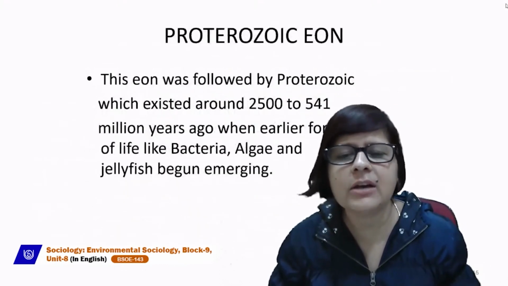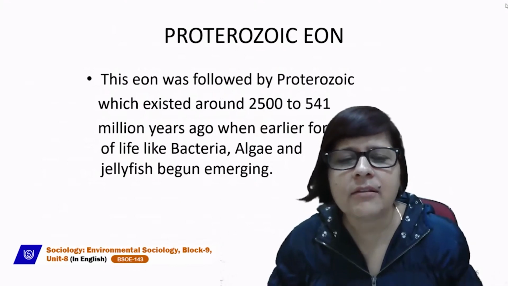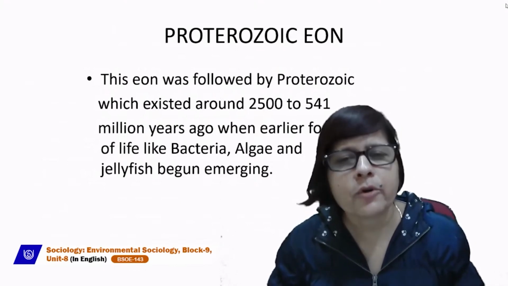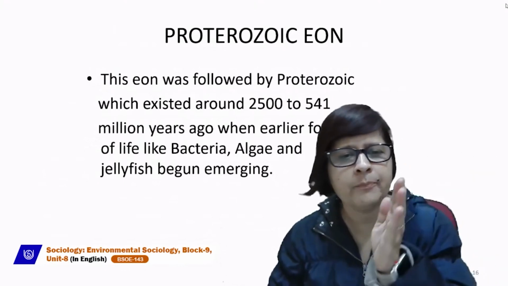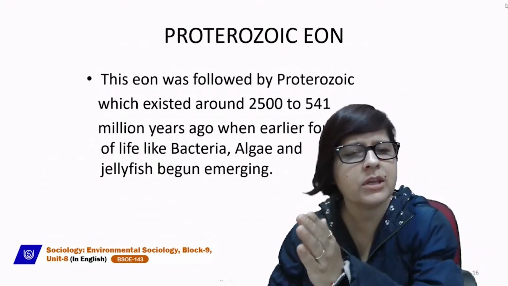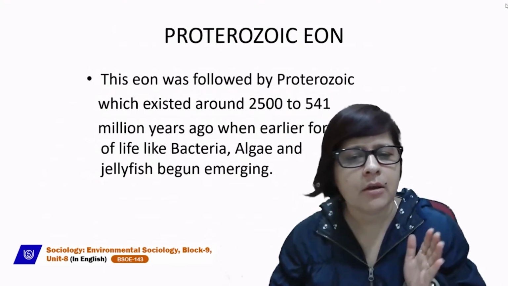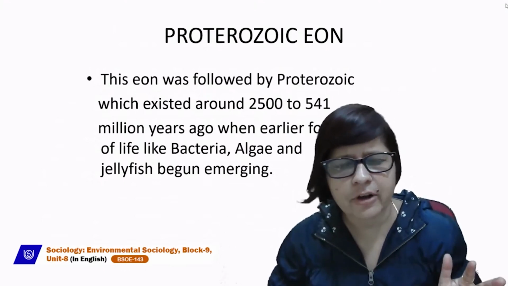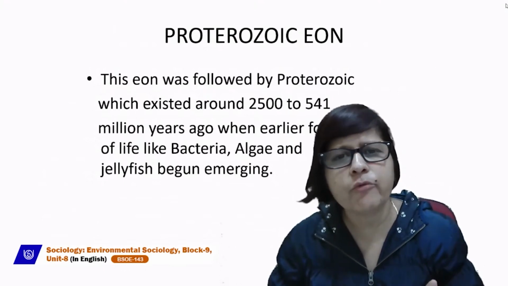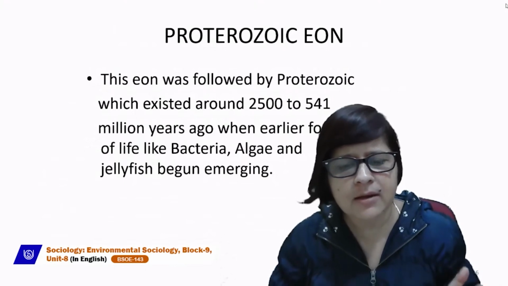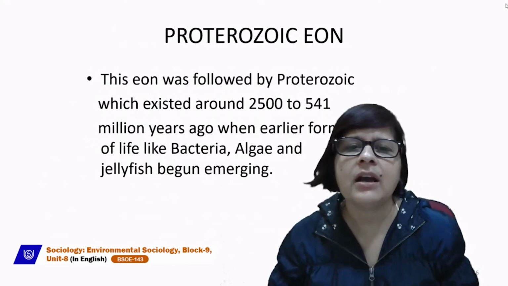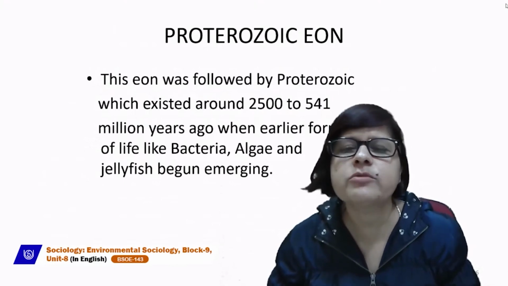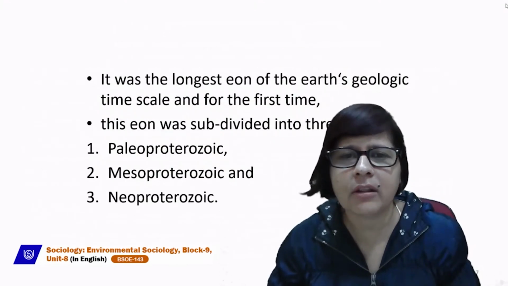After Archeon comes the third eon, and this third eon is the Proterozoic eon. This Proterozoic eon existed for around 2,500 to 541 million years ago, and the earlier forms of bacteria, algae, and some jellyfish began to exist on the Earth.